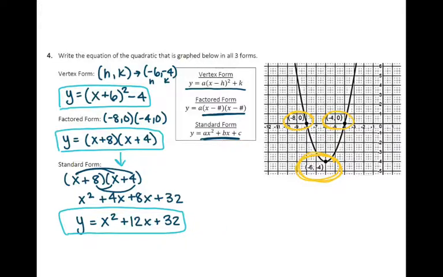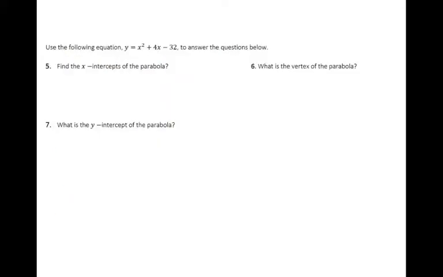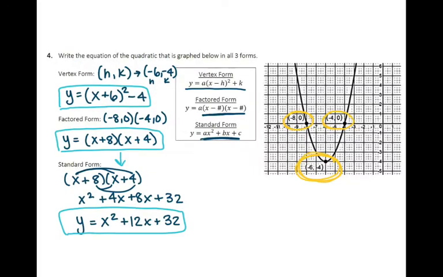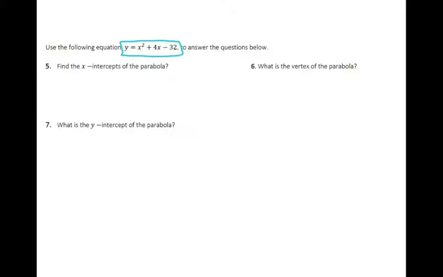All right, next up, use the following equation, y equals x squared plus 4x minus 32, to answer the questions below. Now, I do notice that this right here is in standard form, and one thing that I had mentioned before on my first page is that standard form allows us to find the y-intercept fairly quickly. Because in order to find the y-intercept, you're plugging in 0 for x. I'm jumping to number 7, by the way. Plugging in 0 for x.